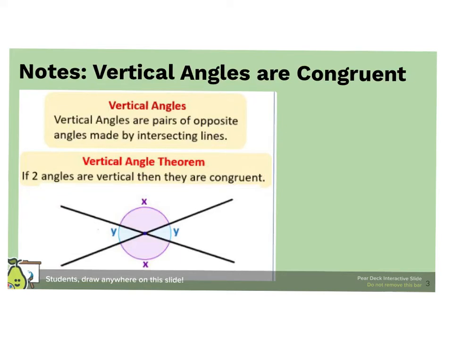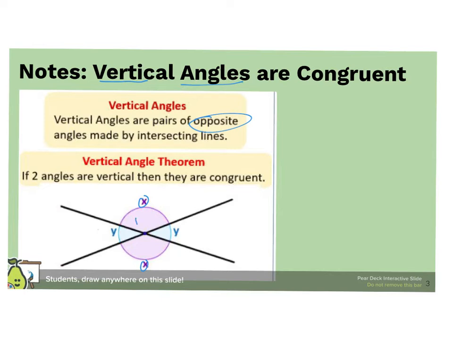Okay, so now that we know about congruent, complementary, and supplementary angles, we're going to learn some angle relationships. The first relationship is vertical angles. Vertical angles are directly opposite each other. So if you look at this diagram, angle X and the other angle X are directly across from one another. So they're vertical, and they would be the exact same angle measure.